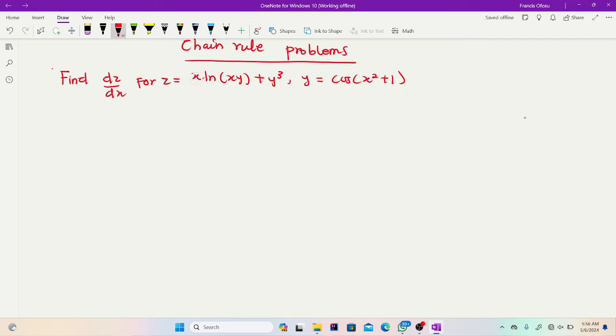Yes. So we have a function of x and y, and you've been asked to find ∂z/∂x, right? But the y itself, not knowing, has also x within it.